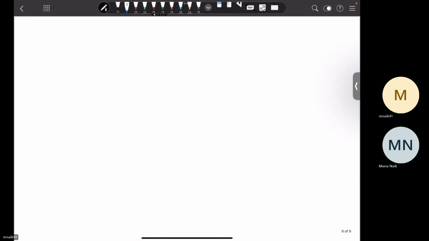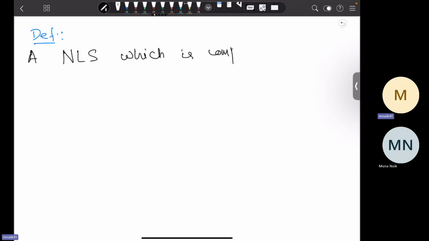So another definition. A normed space which is complete is called a Banach space. A Banach space.